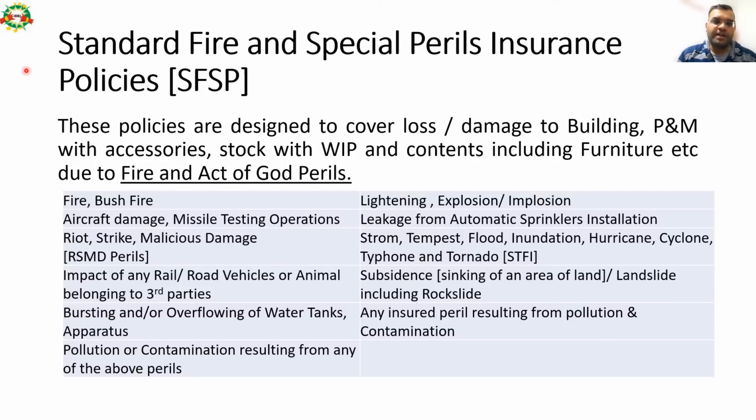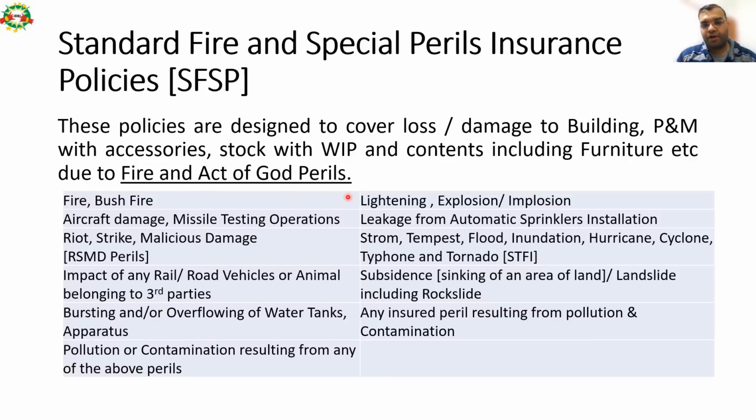Next type of policy is standard fire and special peril insurance. In short form, it is called SFSP. So this short form may come in the exam for examination purpose. These policies are designed to cover loss or damage to building, plant and machinery with accessories, stock with work in progress, and contents including furniture, etc.